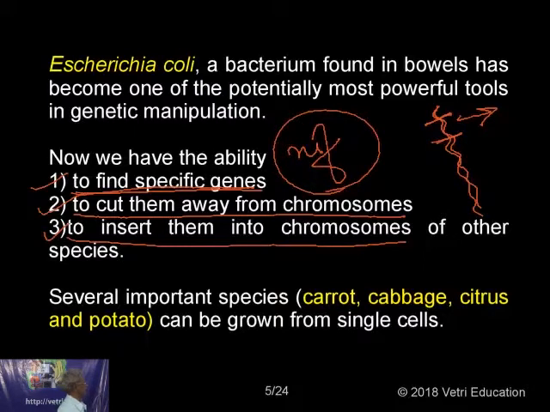So this is the simplest way to explain biotechnology: to identify a desirable gene, to remove the gene from its natural environment, and to introduce it in a new environment. If you do this, then you will be deriving some benefits out of it. So this is what is called biotechnology. Several important species of carrot, cabbage, citrus and potato can be grown from single cells. This is called tissue culture.